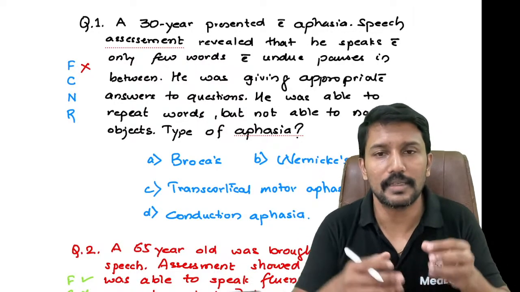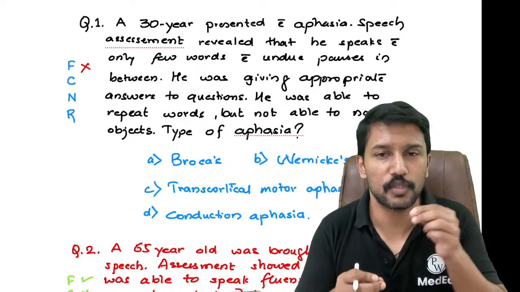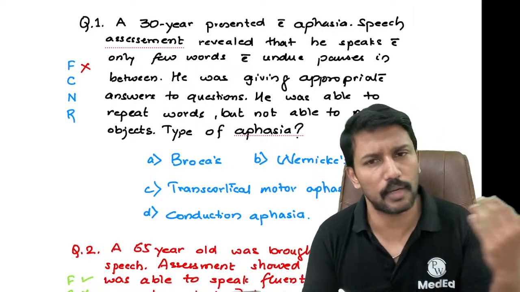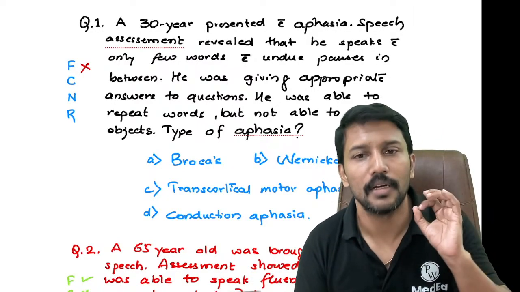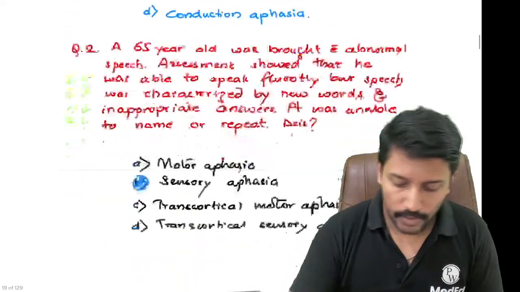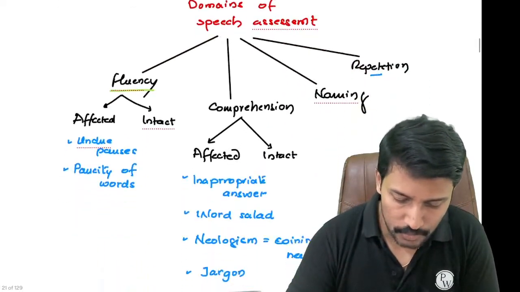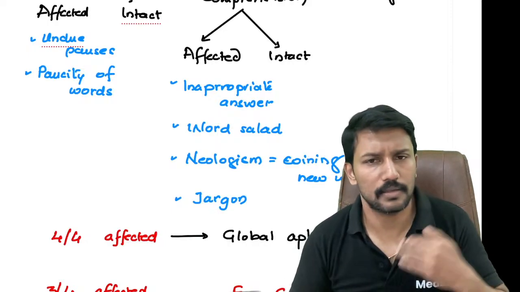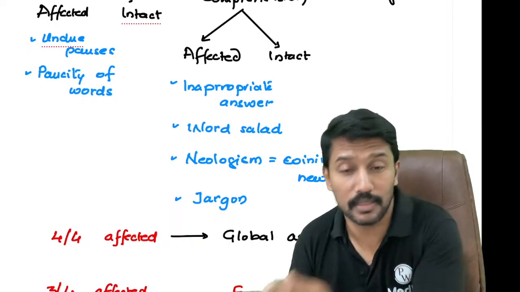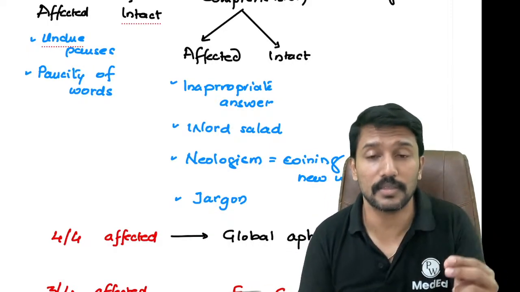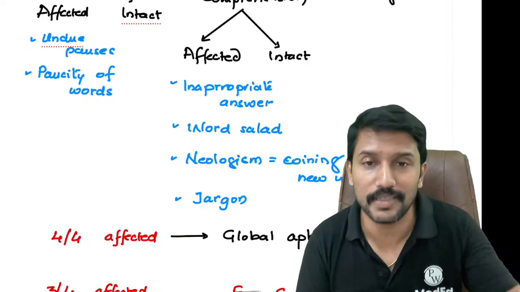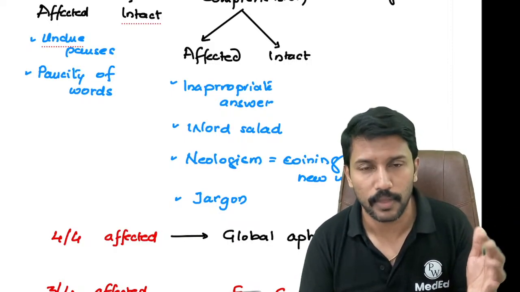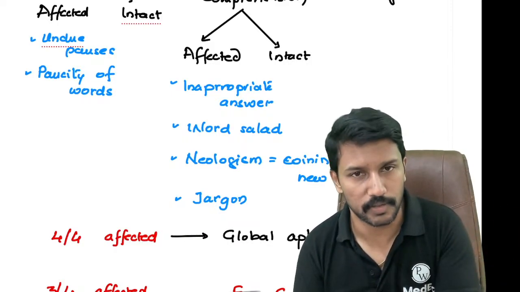Next thing is comprehension. What does comprehension mean? Ability to understand spoken language. So when I'm talking to you, you're able to understand, that means your comprehension is good. Now, how do I identify whether the patient's comprehension is good in a given question? If the comprehension is intact, the examiner might mention that okay, he's able to understand spoken language. But if he's not able to understand spoken language, the examiner need not always tell you that the comprehension is gone. Instead, he will give you surrogate statements.